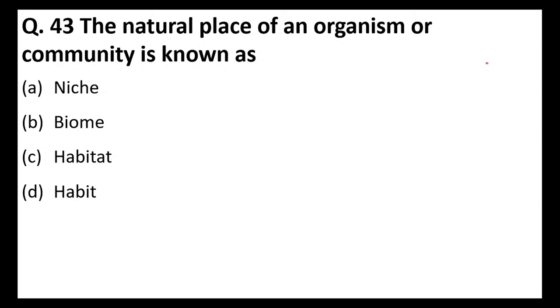Natural place of an organism or community is known as niche, biome, habitat, or habit. The right answer here is habitat, a natural place for an organism where a plant or an animal who lives there mates and reproduces. So that is habitat.